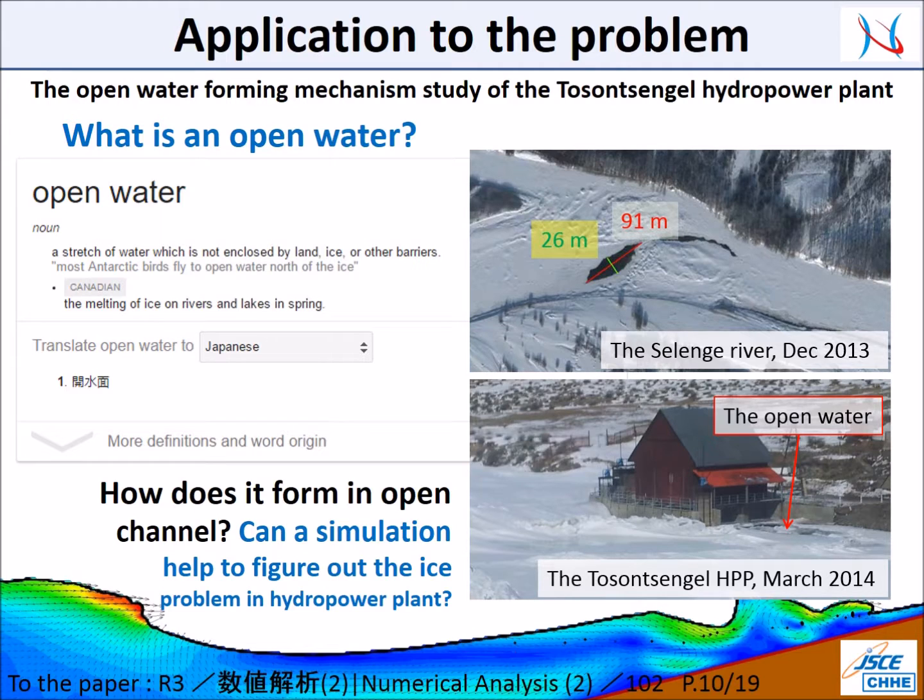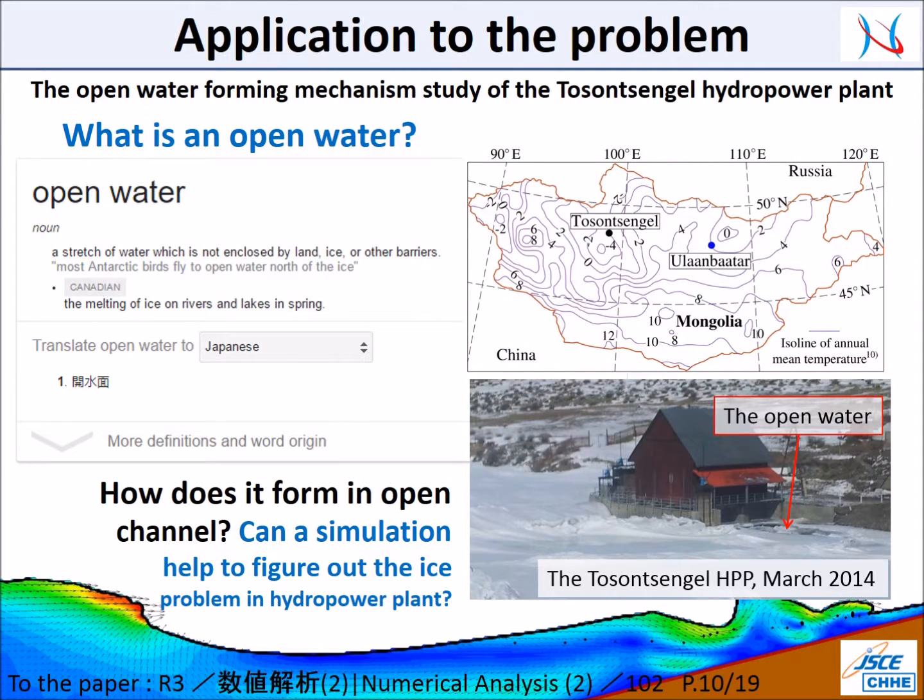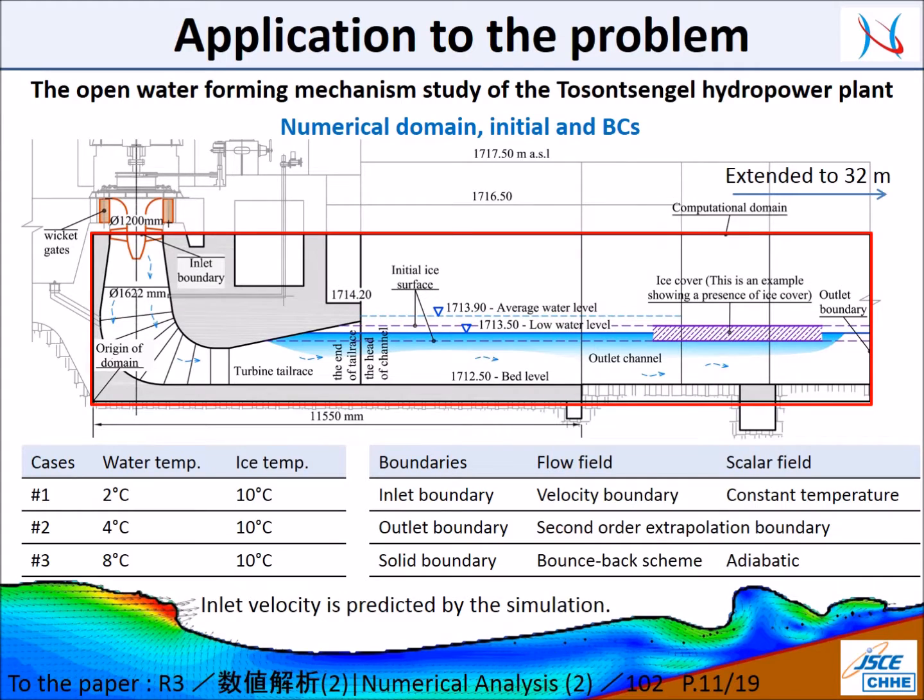In this slide you can see open water in the biggest river in Mongolia, December 2013, and in the photo below you can see the open water next to the hydropower plant. This map of Mongolia shows the location of the Tosun single hydropower plant, which is our study object in this presentation.